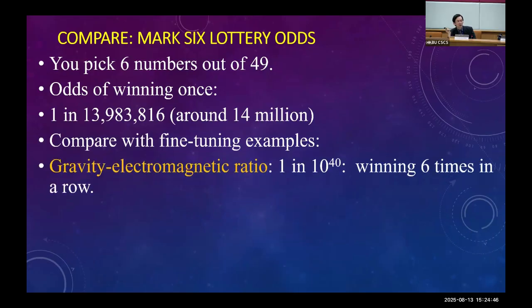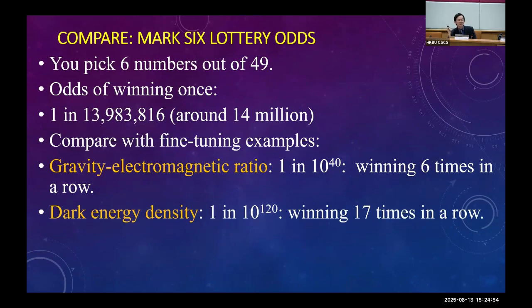Compare with fine-tuning examples. The gravity to electromagnetic ratio is like winning 6 times in a row. Dark energy density is like winning the lottery 17 times in a row. Of course, we know that that doesn't happen by chance. If somebody wins so many times, you know that something was wrong. The person must have designed or played some trick there. It doesn't happen by chance.